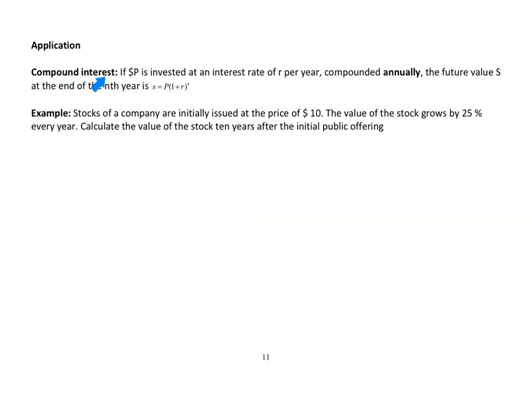So here let's look at an application problem for geometric sequences, and we use it to find compound interest. If amount P is invested at an interest rate R per year, compounded annually, the future value S at the end of the nth year is going to be given by this formula right there. So here we have an example. Stocks of a company are initially issued at a price of 10, and then the value of the stock grows by 25% every year, and we are told to calculate the value of the stock after 10 years.